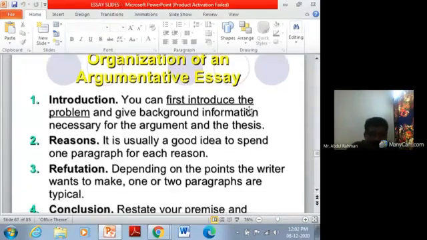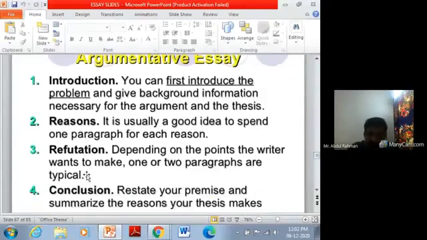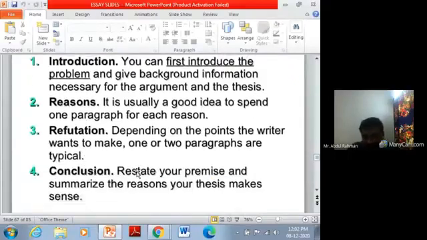The first paragraph usually contains an introduction of the problem that may have background information which is necessary for the argument. Then reasons in favor of the topic, then the opposing argument and refutation, then the concluding paragraph that has the restatement and summary of the entire discussion.